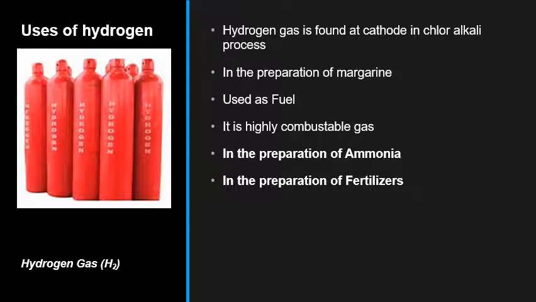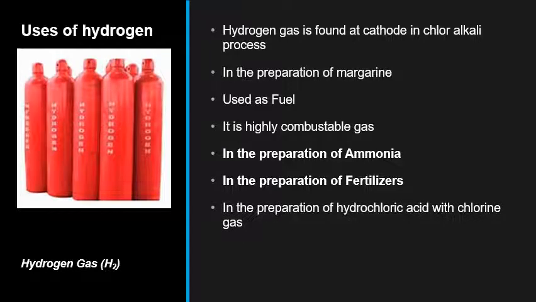It is also used in the preparation of hydrochloric acid with chlorine gas. This H2 gas combined with chlorine gas, you might already have learned in this lesson, isn't it? How HCl is formed: hydrogen plus chlorine gas, both combine to form hydrogen chloride gas. When it is aqueous, it is hydrochloric acid, isn't it? So in the preparation of hydrochloric acid with chlorine gas, hydrogen is used.